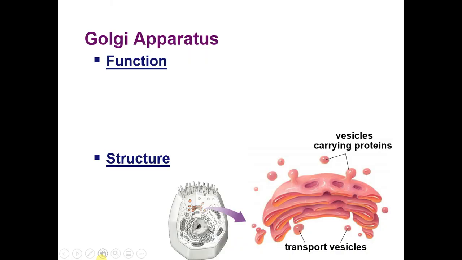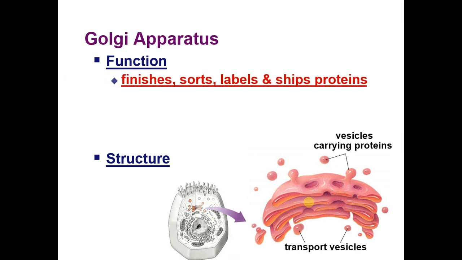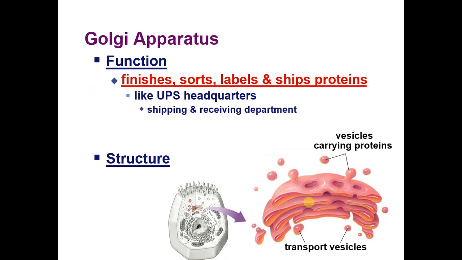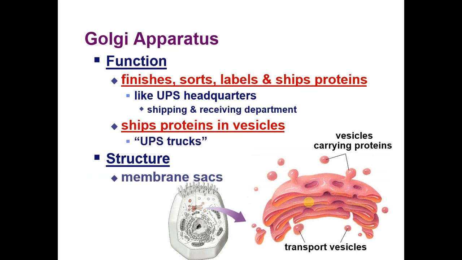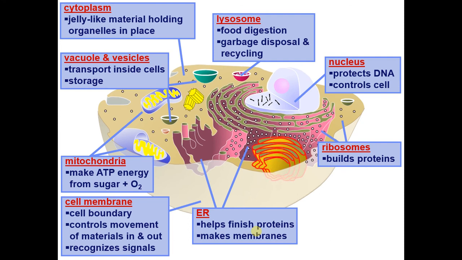And lastly, there's the Golgi apparatus, this little weird structure that finishes, sorts, labels, ships, and manufactures, kind of finishes off proteins that were made in the rough ER before they go out of the cell. So it's kind of like the shipping headquarters. And it ships proteins and vesicles to the plasma membrane where through exocytosis they'll leave the cell. It's a membranous sac that contains different enzymes, hydrolytic enzymes that can finish up the protein, cut things off, add things to it so it's in its final form to be able to be used. And so it is found right here in our cell.